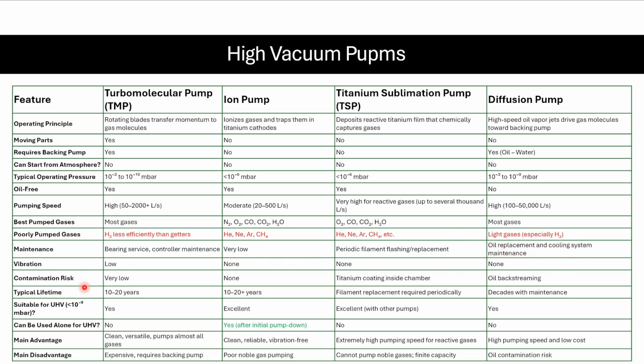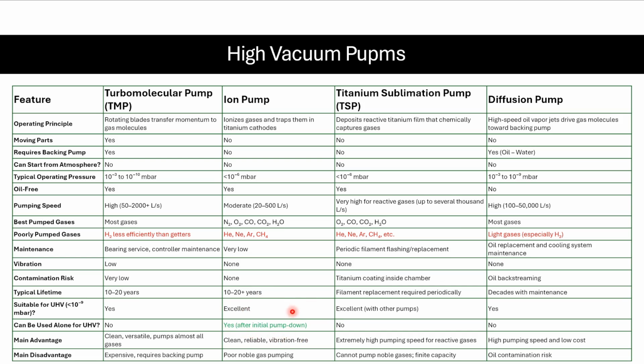In turbomolecular pumps, there is no vibration, or maybe very low. If there is a big vibration, probably your turbo pump will die very soon. For ion pumps, titanium sublimation pumps, and diffusion pumps, there is no vibration since there are no moving parts. Contamination risks are very low, except for the diffusion pump. All of them are suitable for UHV systems, but only the ion pump can be used without a backing vacuum pump.